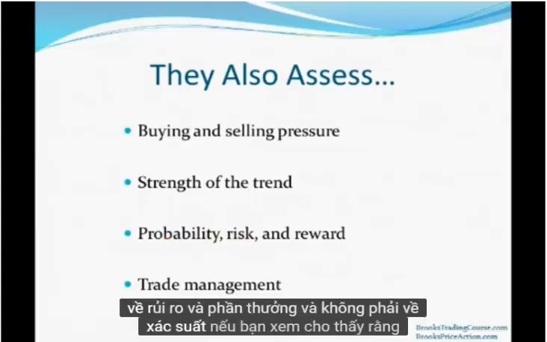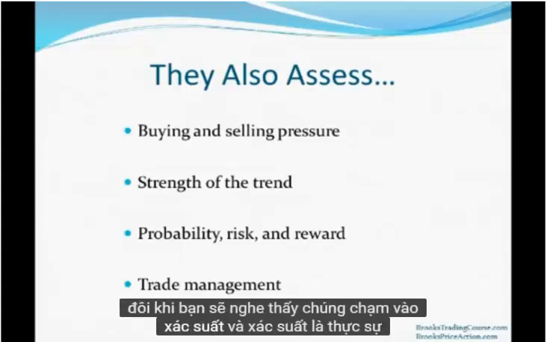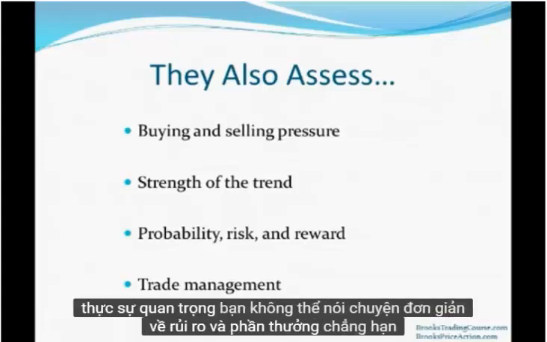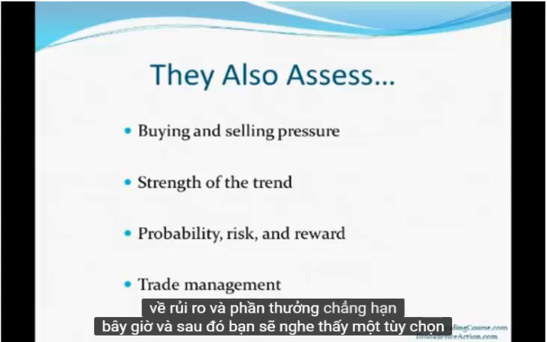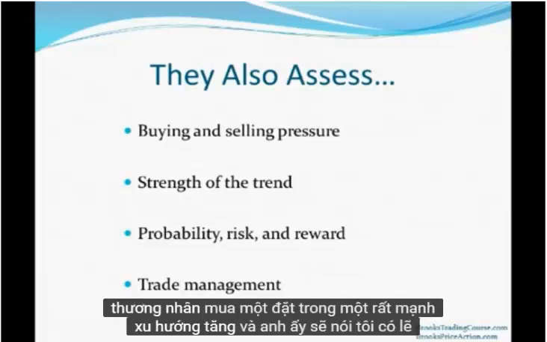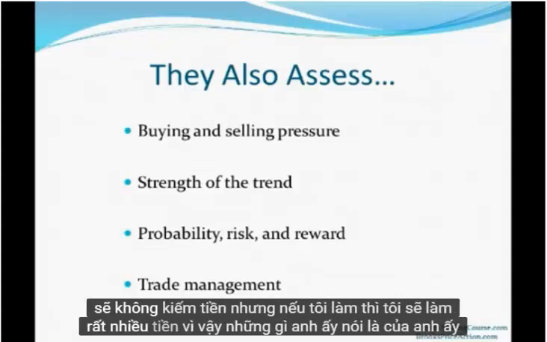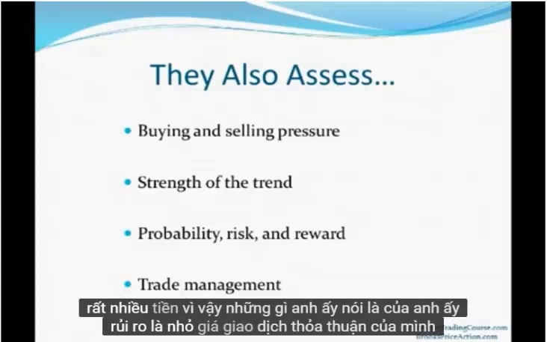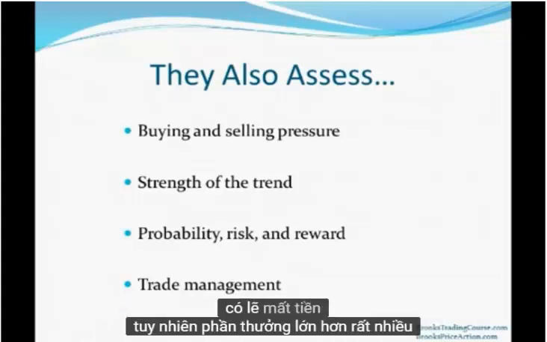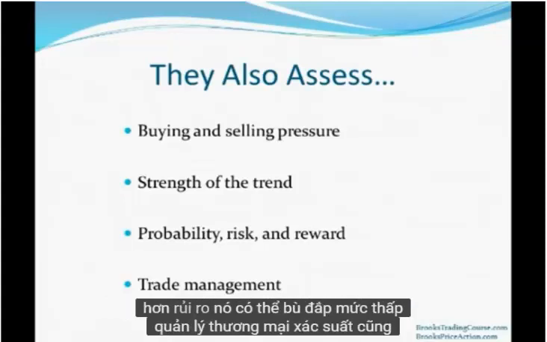If you watch shows with options traders, you'll sometimes hear them touch on probability. And probability is really, really important. You cannot simply talk about risk and reward. For example, every now and then you'll hear an option trader buying a put in a very strong bull trend, and he'll say, oh, I probably won't make money, but if I do, I'll make a lot of money. So what he's saying is his risk is small, the price of the put, his reward is huge, and he knows he'll probably lose money. However, the reward is so much larger than the risk, it can offset the low probability.